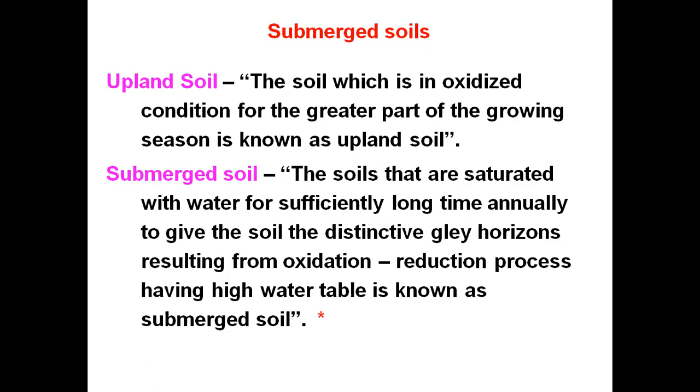If we see the upland soil and submerged soils, here we can see the difference. Upland soils are always in oxidized condition for the greater part of the growing season, while submerged soils are the soils which are saturated with the water for a greater part of the growing period, and it will give a distinctive clay horizon in the soil which results from the oxidation reduction processes, as well as these soils having a high water table.